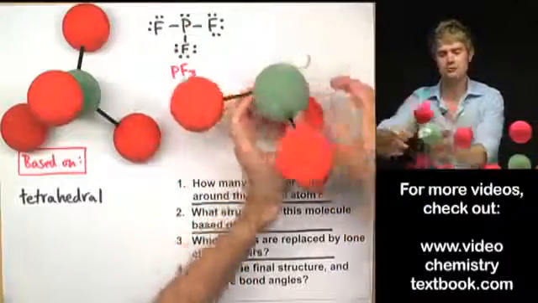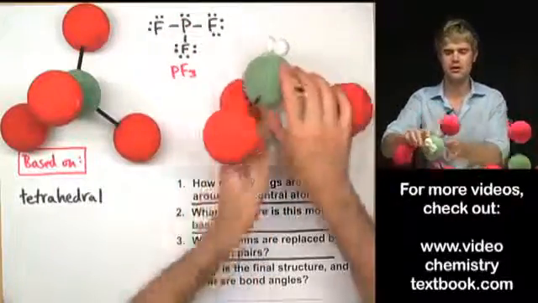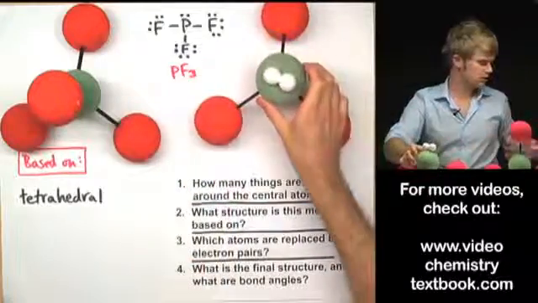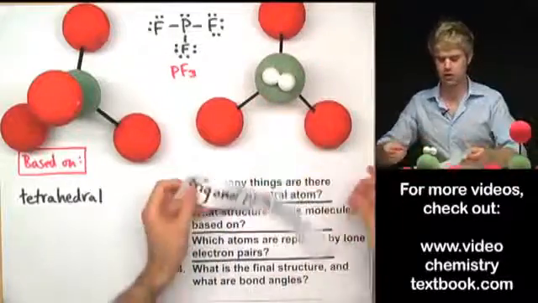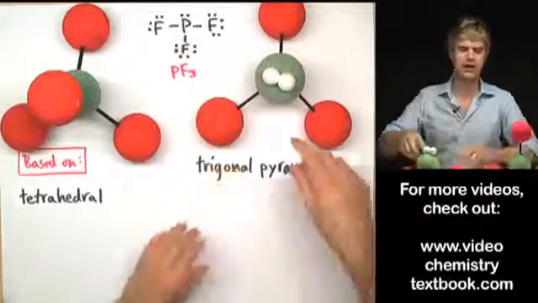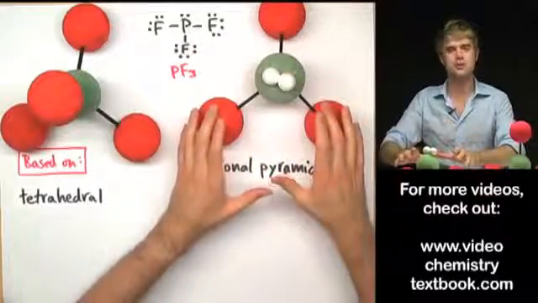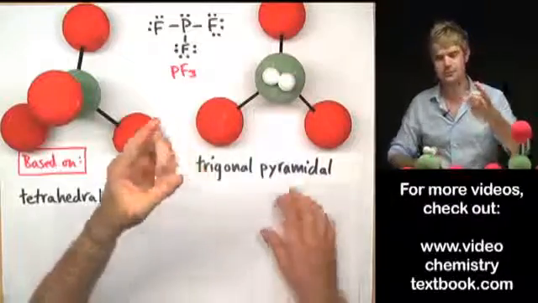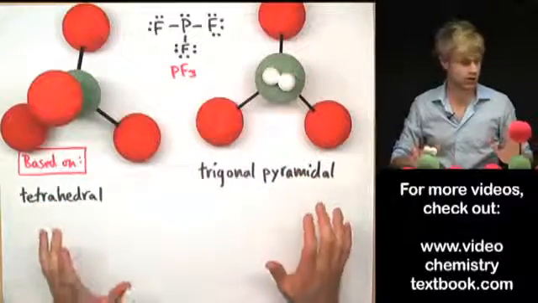So this shape looks kind of like a pyramid from the side, and we call this trigonal pyramidal. It's what we get when we have 4 things around a central atom, 3 of them are other atoms, and 1 is a lone electron pair.